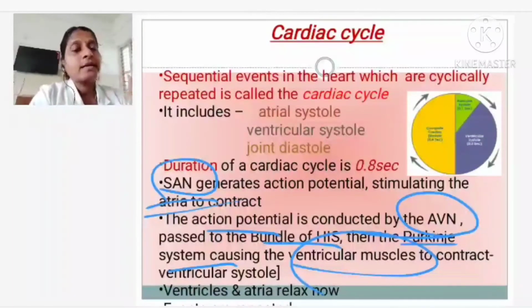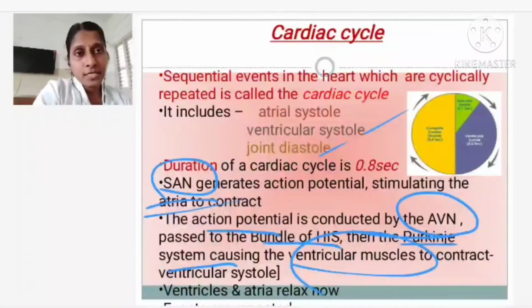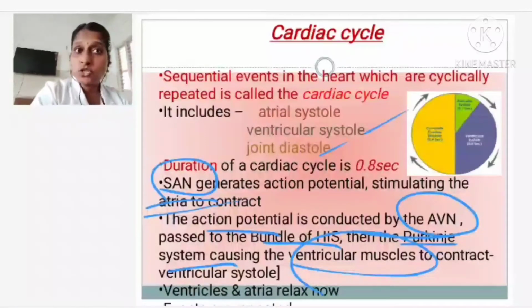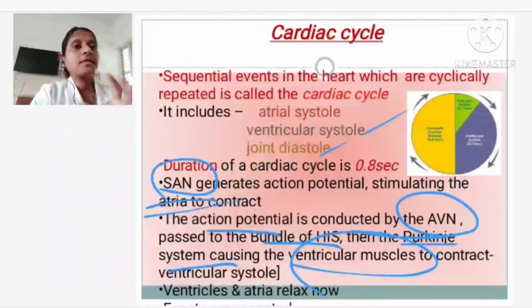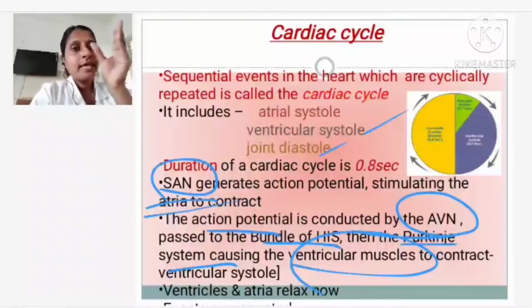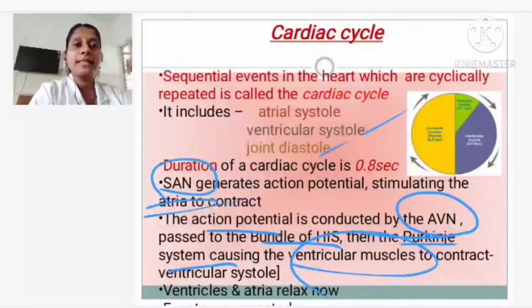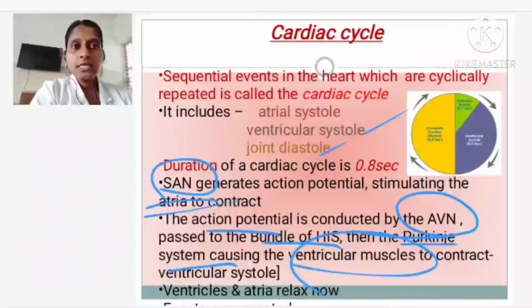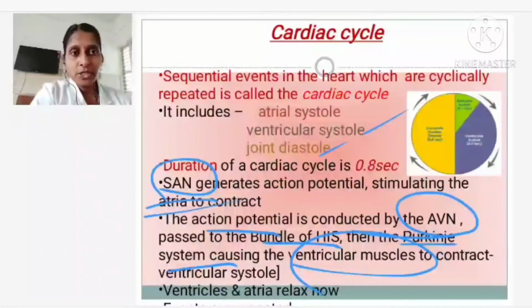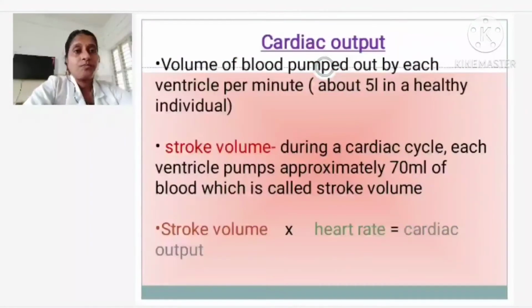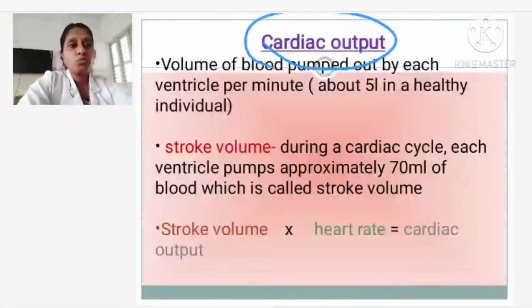Now after both have contracted, that is auricle contracting, next ventricle contracting, both are relaxing. That relaxation we call diastole, and the contracted phase is called systole. So when the heart is contracting, the phase is called systole. When the heart is relaxing, the phase is called diastole. There is an auricular systole, there is a ventricular systole, and both will relax for some time, and then again the SA node will start its generation of action potential. So this is the event which takes place in the cardiac cycle. Now the next topic is cardiac output.